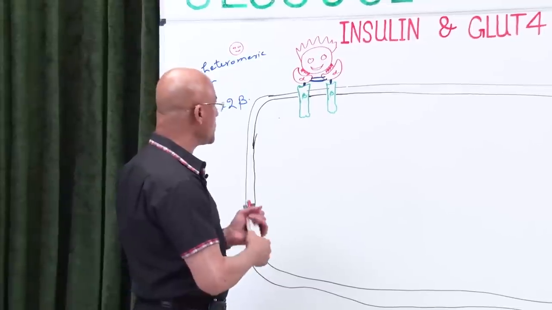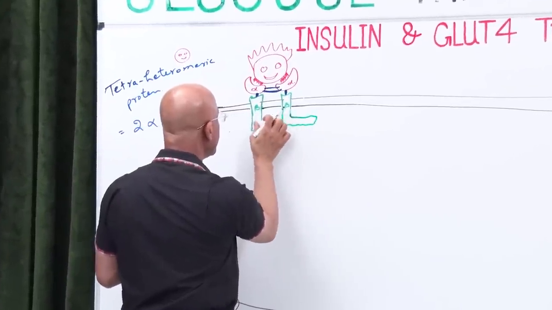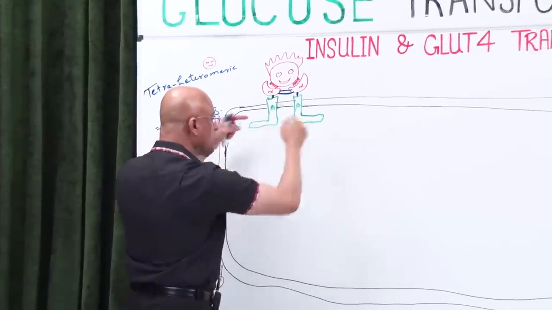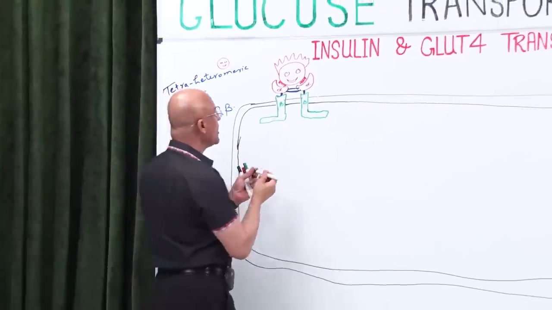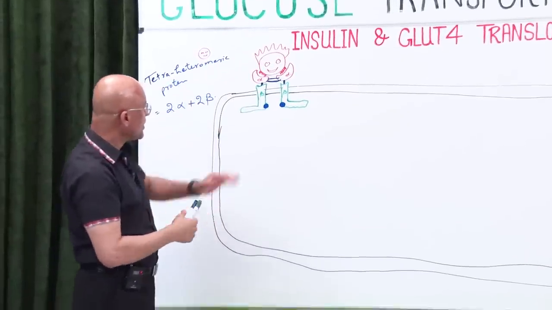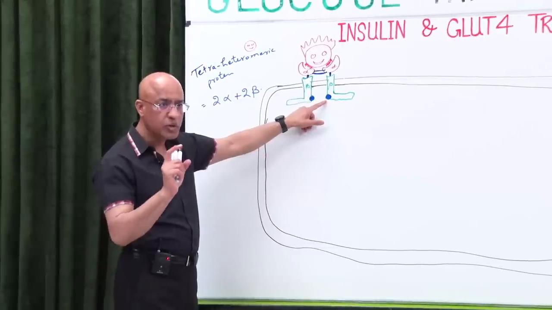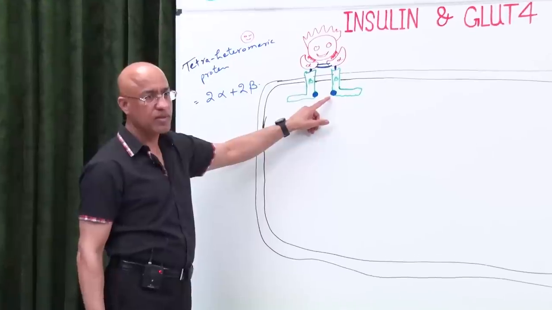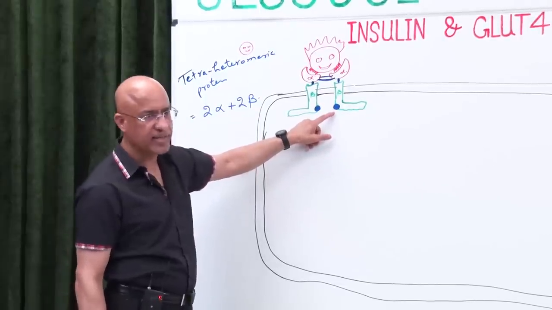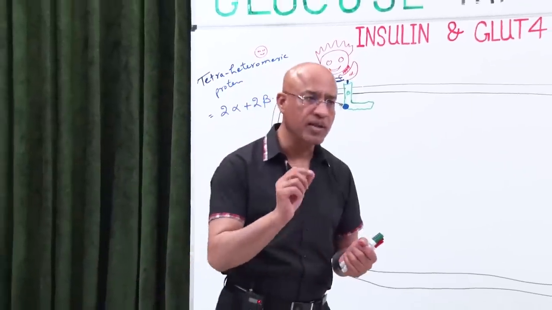Now, what changes will come into the beta units? They are now altered. Now the beta units are like this. They were dangling straight. Let's suppose they have undergone a change. Once they undergo change, there is exposure of a special site within the beta chain. In the beta chain, there is a very special functional unit which has enzymatic activity, right? So a part of the beta chain has catalytic activity. And what enzymatic activity does it have? It can add phosphate to tyrosine residues.